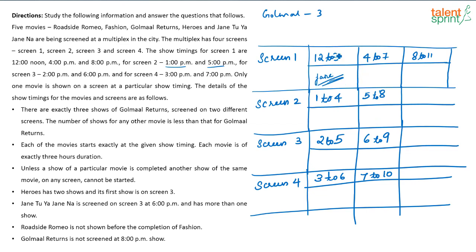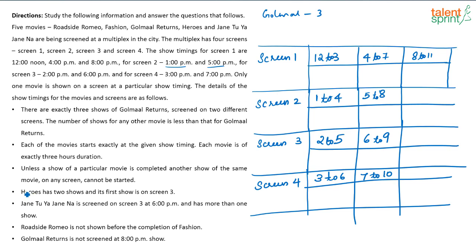See, if Jaane Tu Ya Jaane Na is being aired in screen 1 from 12 to 3, the same movie can be aired only after 3 o'clock in any of the other screens, right? Basically, two shows of the same movie timings shouldn't overlap. That is what is given.